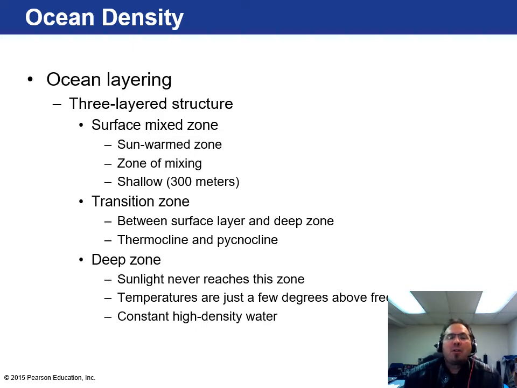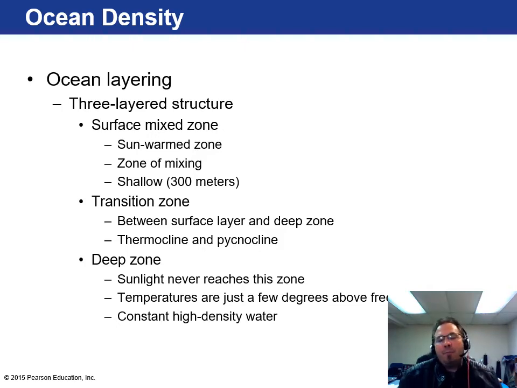Below that, we have what's called the transition zone. That's the layer between what's being warmed by the sun and the very deep zone. This is where the thermocline and the pycnocline are. So the thermocline is dropping off towards the colder temperatures and the density is ramping up towards where the colder temperatures are. So it's that inverse effect again.